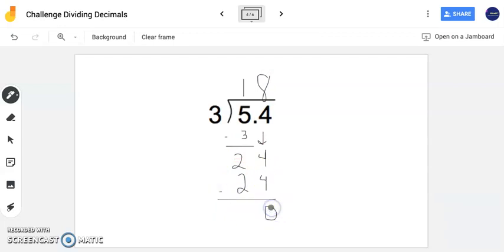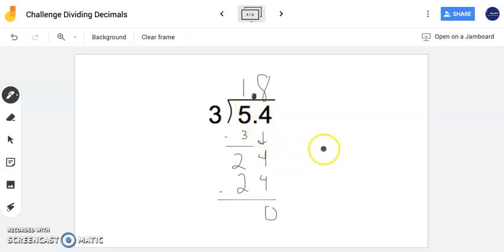Now notice here I have no remainder. So unlike the other problems, I don't need to add any extra zeros. I don't have to continue on. In fact, I can claim that now I'm finished with this problem. However, my answer is not 18. I need to look at my dividend. I see that I have 5 and 4/10. Notice where my decimal point is placed, and I'm simply going to bring it right up to my quotient, showing me that I have a quotient of 1 and 8/10.